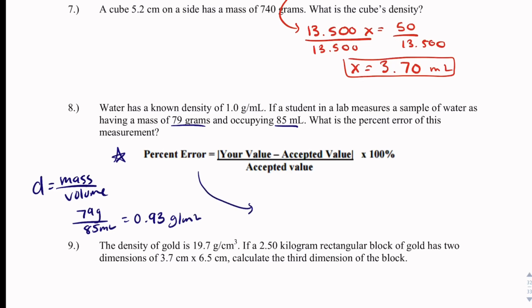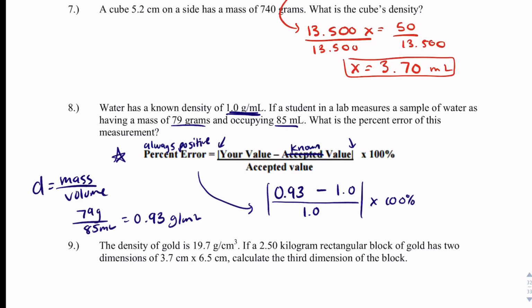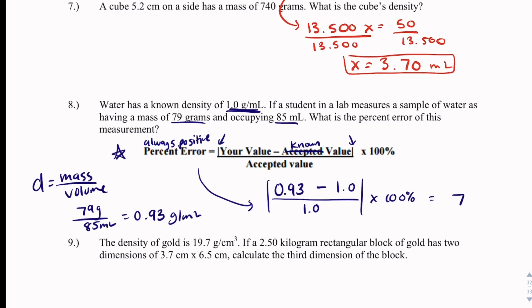Plugging that into percent error, we're just going to use this value. Make sure you understand that these are absolute value bars, so whatever you get, you're always going to get a positive answer for your percent error. The value we got is 0.93. The accepted value is just what's known. Sometimes this accepted is even changed with known. So minus 1 divided by the accepted value or the known value, and then times 100%, absolute value. And when you do this, you're going to find that you get a 7% error.